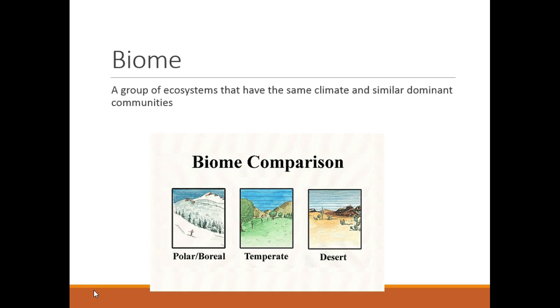When you take a group of ecosystems that have the same climate and similar dominant communities, that is called a biome. So a collection of ecosystems is called a biome. This is our next largest level of organization within ecology. Down here are three different examples of biomes. You have the desert biome, the temperate forest biome, and the polar or boreal forest biome.